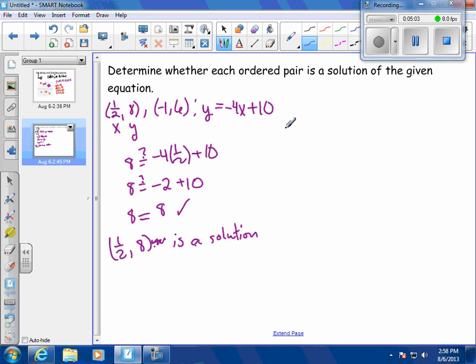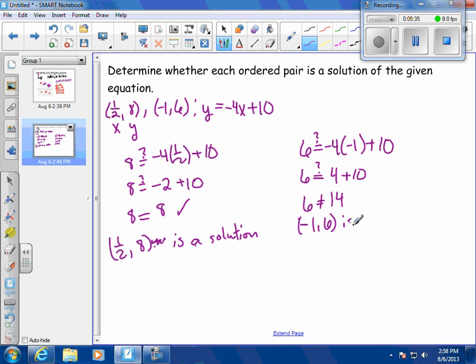All right, and then we're going to test to see whether or not (-1, 6) is a solution. 6 is your y, so I have 6 equals -4 times -1 plus 10. So I have 6, is that equal, so question marks again. Is that equal to positive 4, because a negative times a negative is a positive, plus 10. 14 is not equal to 6, so (-1, 6) is not a solution.